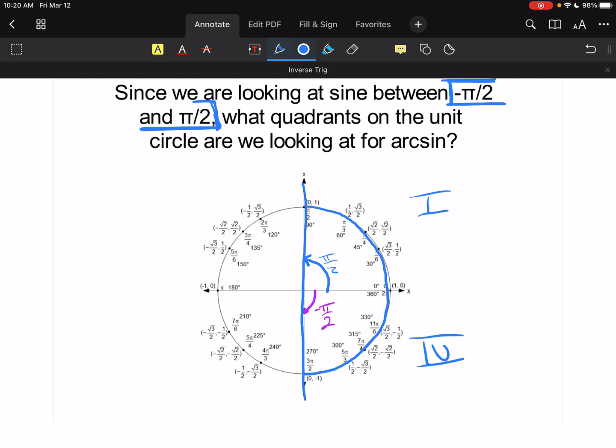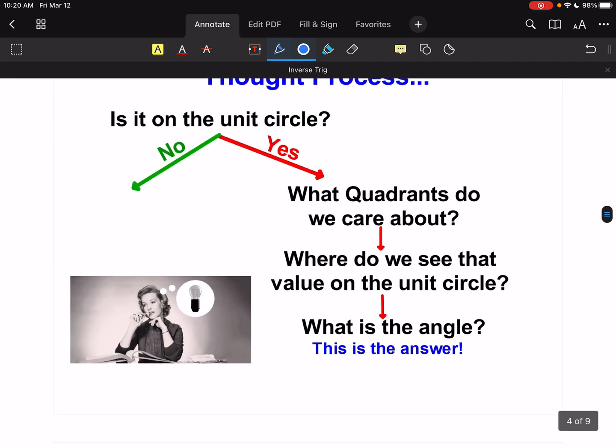Okay. And this kind of goes with, if you think back to the triangle trig unit, this is why we can't really use inverse sine to find those oblique angles, right? Because inverse sine doesn't give me answers that are over here for my bigger angles, right? I'm stuck in quadrant 1, I'm stuck in quadrant 4, okay? So, thought process.